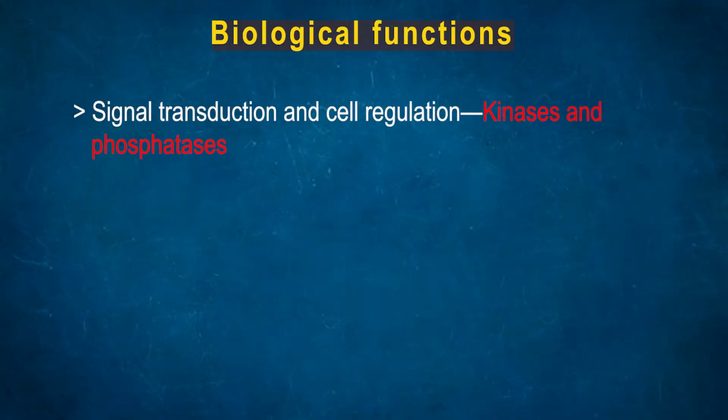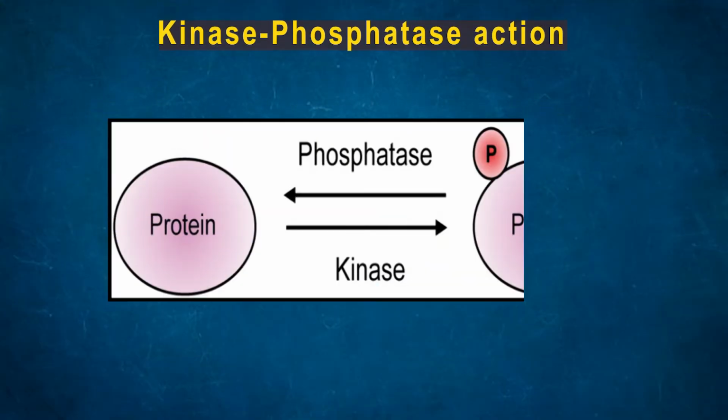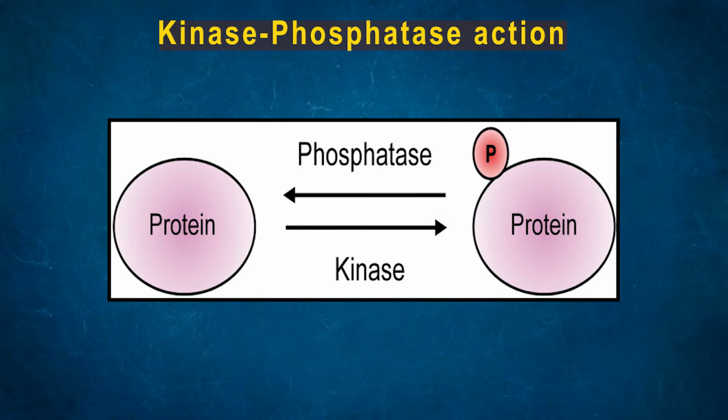The biological functions, right? Now, I will discuss the importance of enzymes in biological, medical and other aspects. We know that enzymes are needed for signal transduction and cell regulation processes. Kinases can phosphorylate some downstream proteins and phosphatases eliminate the phosphate groups. In this way, they can regulate the signal transduction cascades.